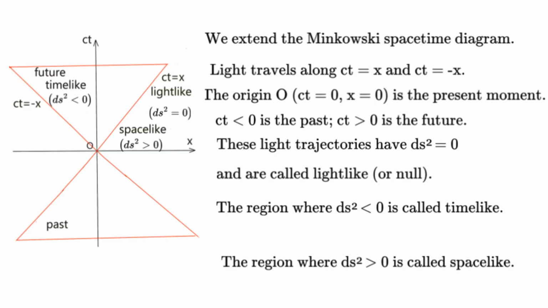We extend the Minkowski spacetime diagram. Light travels along ct equals x and ct equals minus x. The origin O, ct equals 0, x equals 0, is the present moment. ct less than 0 is the past. ct greater than 0 is the future. These light trajectories have ds squared equals 0 and are called light-like or null. The region where ds squared is less than 0 is called time-like. The region where ds squared is greater than 0 is called space-like.